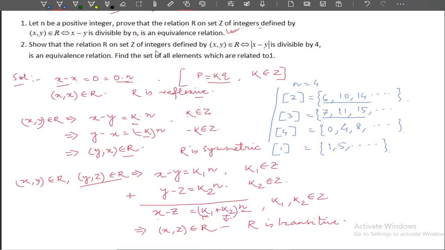The second problem is almost similar. x, y, modulus of x minus y is divisible by 4. This is almost similar. This is given as a homework. You can solve it on your own. If not, then you will write in the comment section, or you can send it on the WhatsApp number.